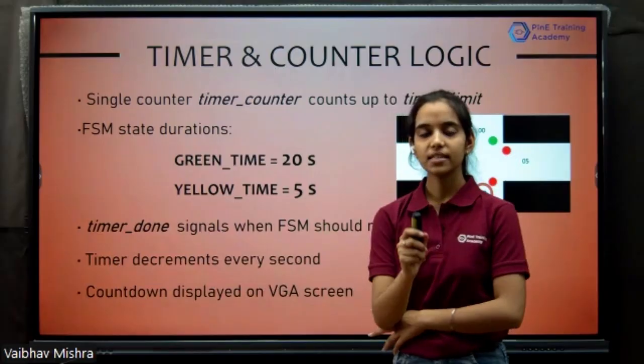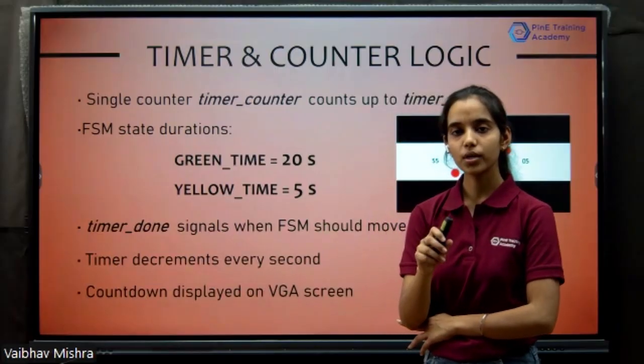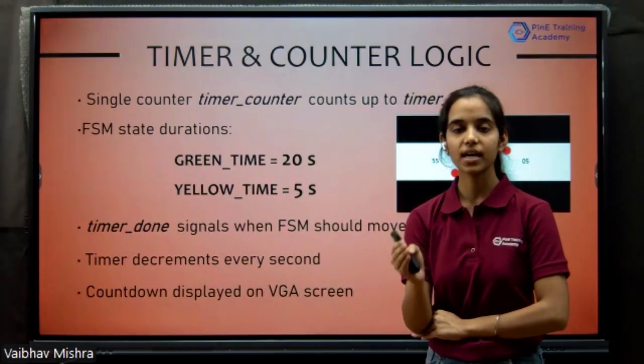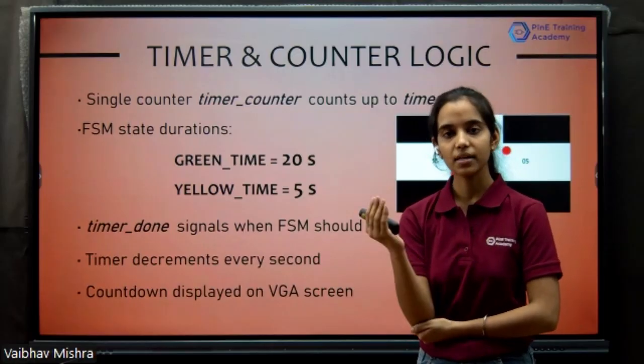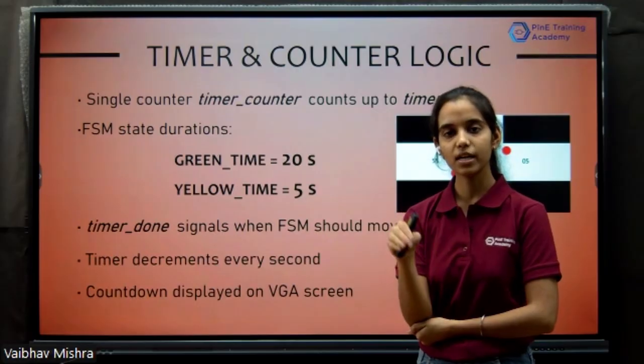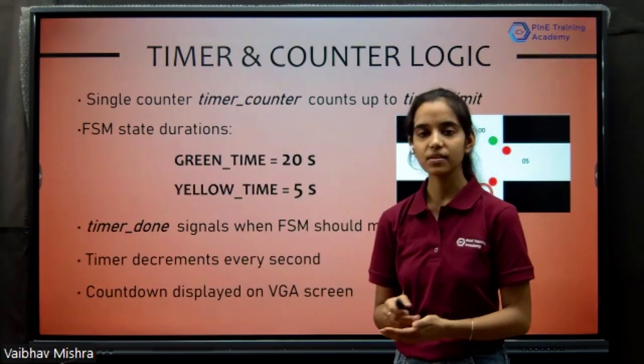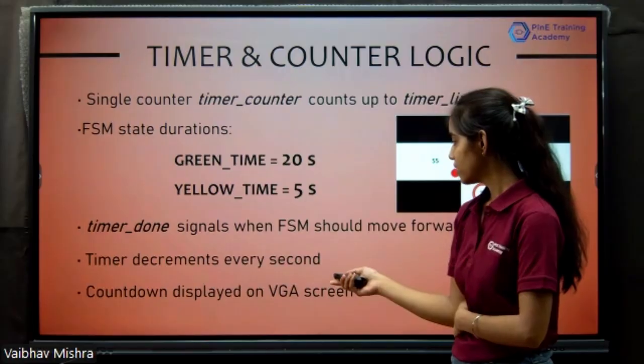Timer done is another register signal which is used to showcase if we are ready to move on to the next state or not. If the timer limit and timer done are equal, then we will transition to the next state. Otherwise, we will continue in the loop.